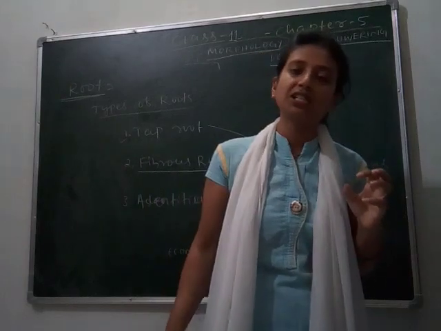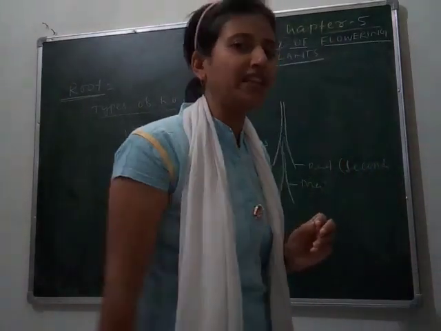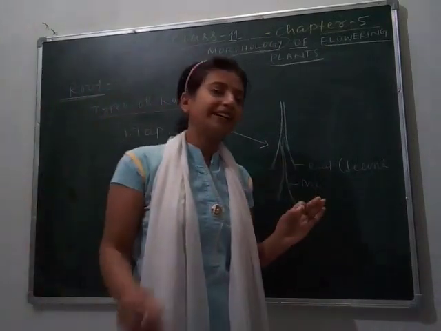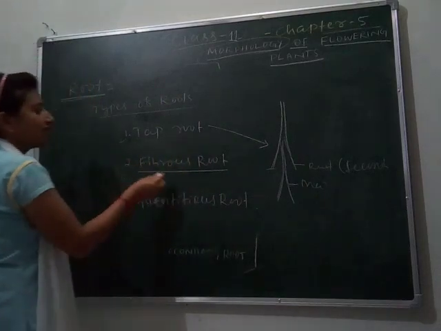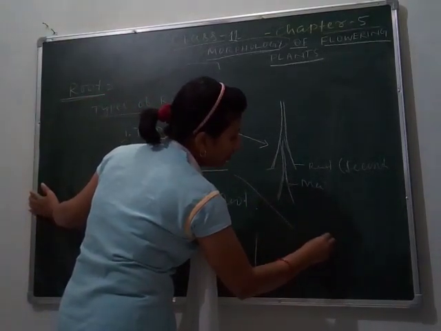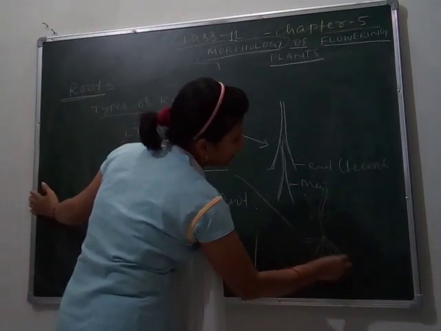Next is your fibrous root system. This type of root system is seen normally in plants of the grass family. Grass family means rice, maize, wheat, jowar, barley, etc. In this case, the roots arise from a common node. This is the plant and the roots arise in a bunch.